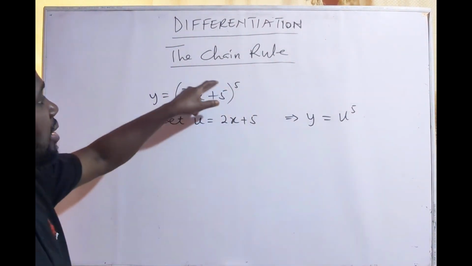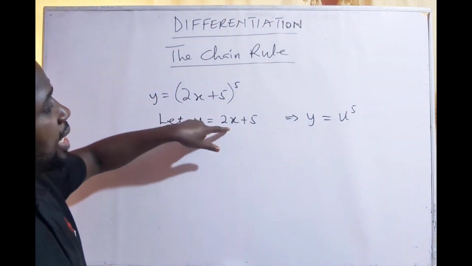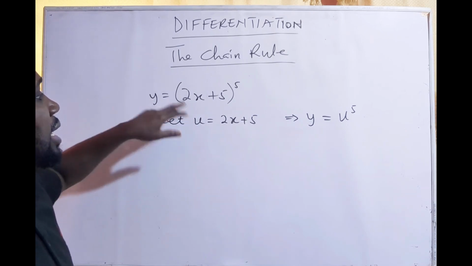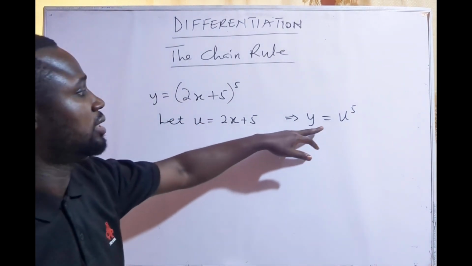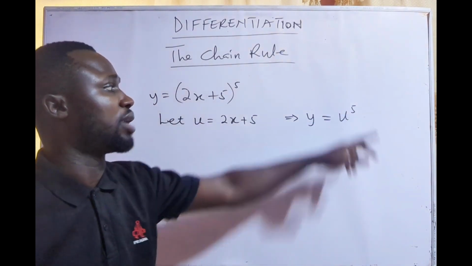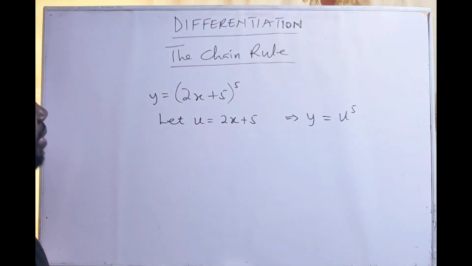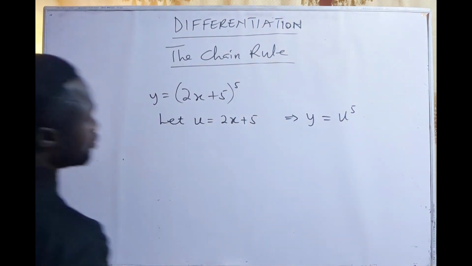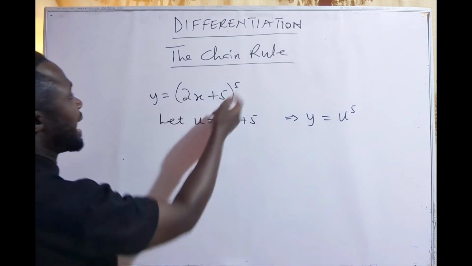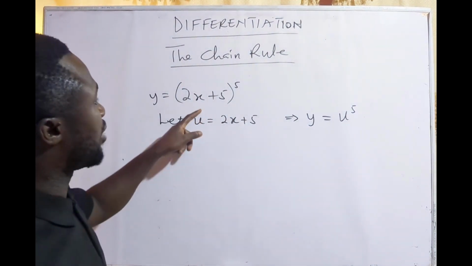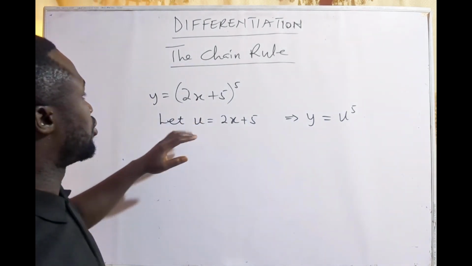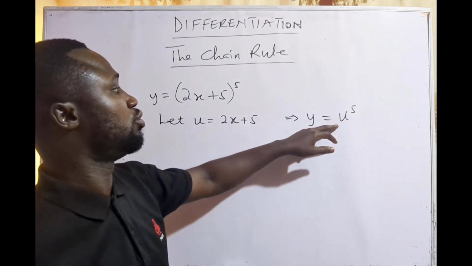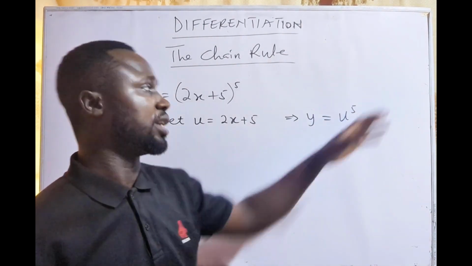Because I have represented the whole of this binomial expression by u, y is equal to u exponent 5. If you want to apply the chain rule, what you do here is represent the binomial by a term. So I represent the binomial by a term u, and if my u is the binomial, then my y is equal to u exponent 5.